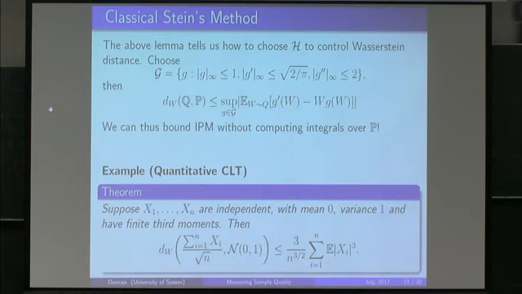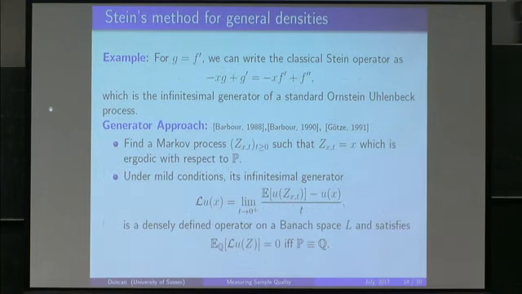If we have x1 to xn which are independent with mean 0 and variance 1, and you have finite third moments, then you can actually bound the error between this and the Gaussian distribution in Wasserstein distance. So it gives you a quantitative CLT, right? This is a classical result which follows immediately from this bound here. And so that's for when you have a standard Gaussian, right?